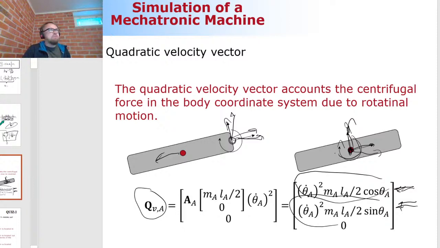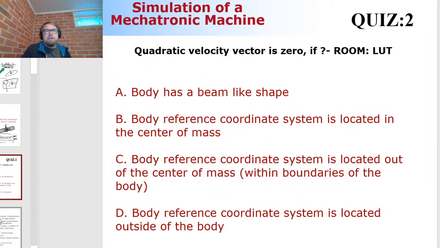And let's move on. So that was about the quadratic velocity vector. The quadratic velocity vector is how you feel the translational force due to the rotation. Now I have the same three choices as in the previous case, but in a different order. Let me just read the choices here. I'm asking, quadratic velocity vector is 0. But I can tell you that this is related to the diagonal form of the mass matrix.